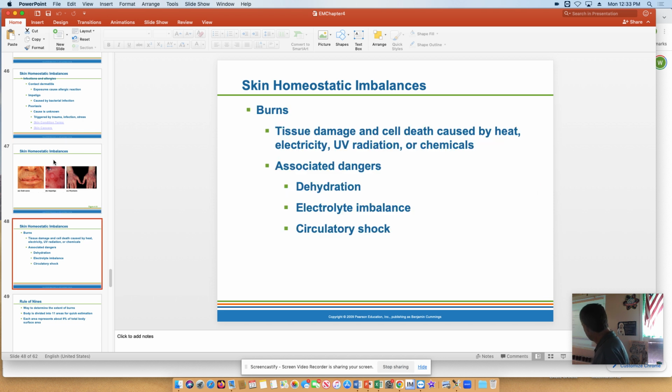Okay, burns. There's going to be a question about how the skin can get burned, and the answers are from heat, electricity, radiation, and chemicals. For whatever reason, that seems to be a hard thing for students to remember. Heat, chemicals, UV radiation, electricity. Those are the four major causes of skin burns.